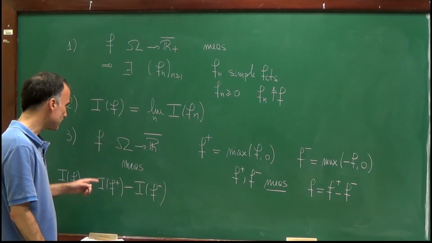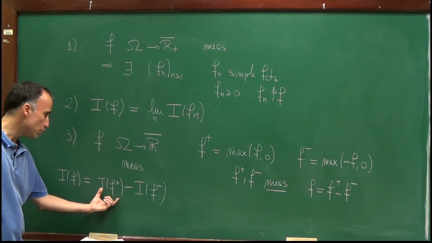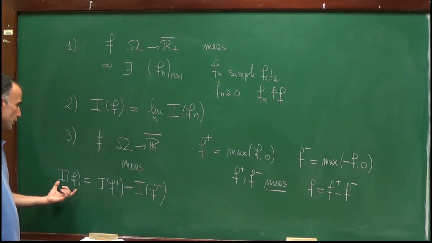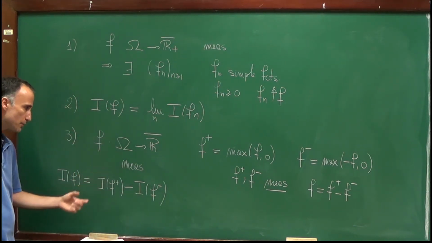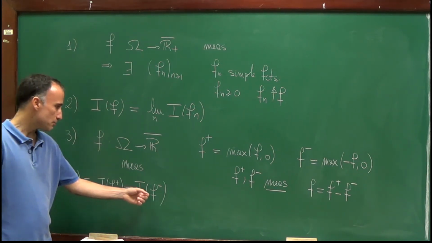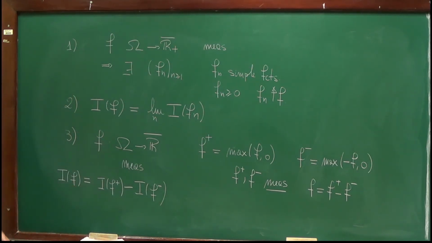So we will say that this function f, which is measurable, is integrable if both integrals of the positive part and the negative part are finite, and we'll define the integral of f as this difference. But it may happen that one of them is plus infinity and the other one is finite, in which case we can also define the integral of f by this formula. So those will be the steps that we will follow up to the definition of the integral of f.